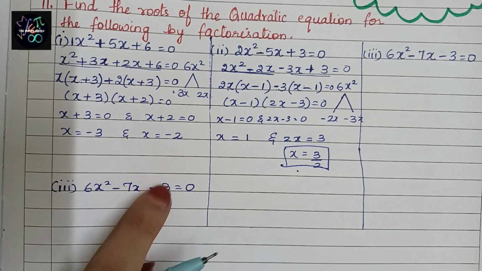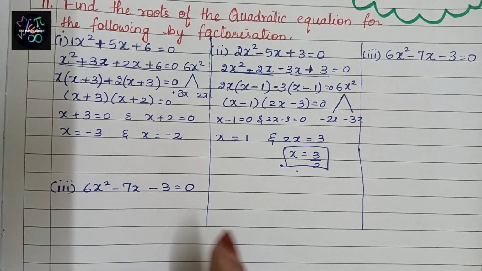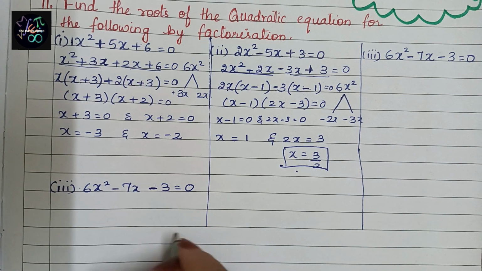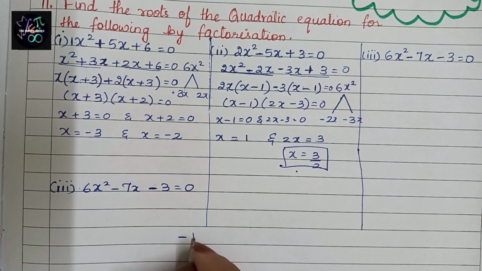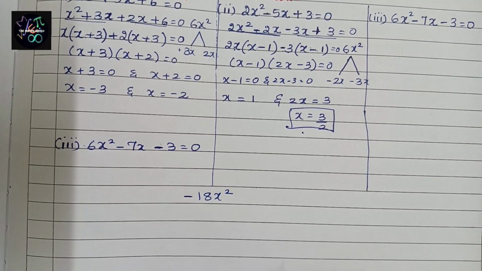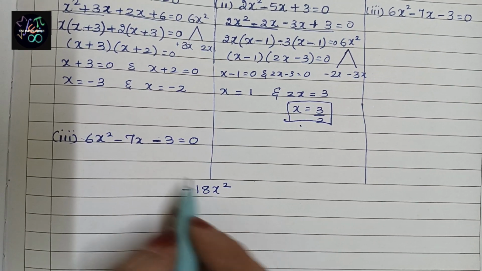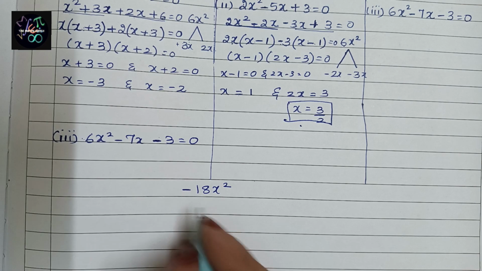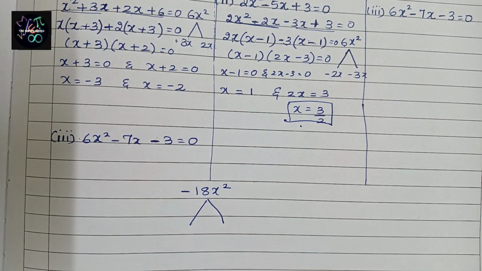First and last number we have to multiply. 6 3s are 18, but here minus sign is there, so minus 6 3s are minus 18x square. Okay, we should find two such numbers. Now when we multiply we should get 18, and when we add and subtract we should get the middle number. Okay, we will find two such numbers.